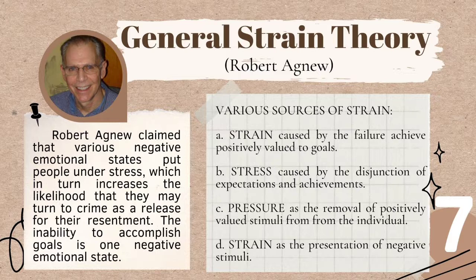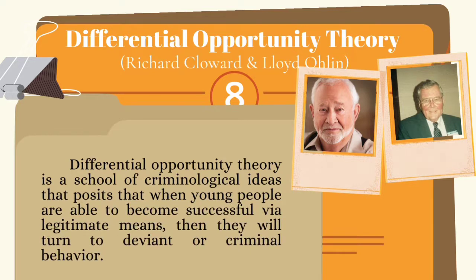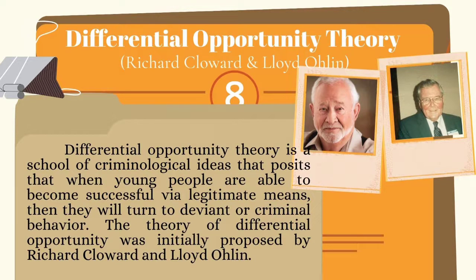And lastly, strain as the presentation of negative stimuli. He believes that stress causes negative emotional states such as anger na naglilid sa violent behavior, or sadness na nagre-resulta sa paggamit ng pinagbabawal na gamot, that which are favorable to various delinquent behaviors in the absence of suitable coping abilities. So next is differential opportunity theory by Richard Cloward and Lloyd Ohlin.